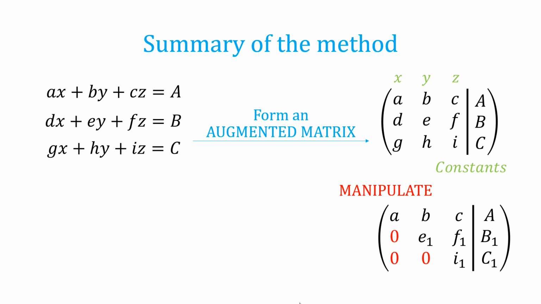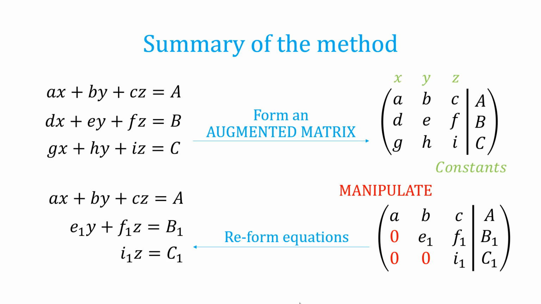Well, from this position we can manipulate the equations, using Gaussian elimination, to get to a point where we have these three zeros in the bottom left of the matrix. The reason for that is that when we reform the equations afterwards to solve them, on the third row we'd have 0x, 0y, and just i1z. In the second row, we'd have 0x, and we'd be left with just e1y and f1z.